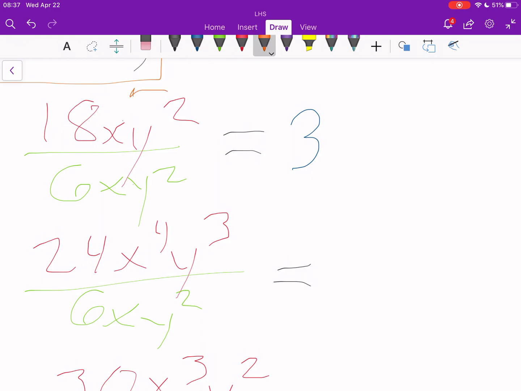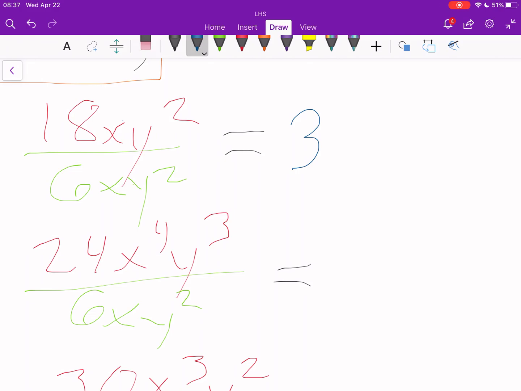There's not a power of 2 on the x, so make sure you don't do that. The power of 2 belongs to the y. So I just have an x on top and an x on the bottom. They cross out, so I don't have any x's left. Okay, or you could say x to the power of 1 divided by x to the power of 1. We do 1 minus 1 and get 0. And the same thing is actually going to happen with my y's here.